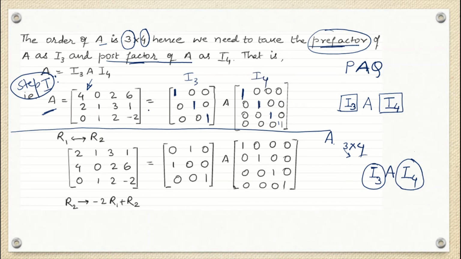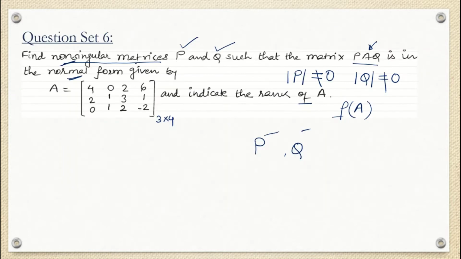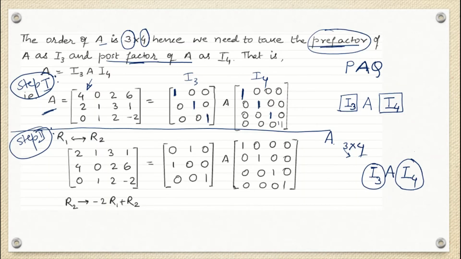Now my step number 2 says what? In step number 2, I only have to concentrate on this: the matrix PAQ is in the normal form. So this arrangement we have made here means we have to reduce this matrix A into the normal form. To reduce the matrix into normal form is exactly the same thing we discussed in the last class, lecture number 10.